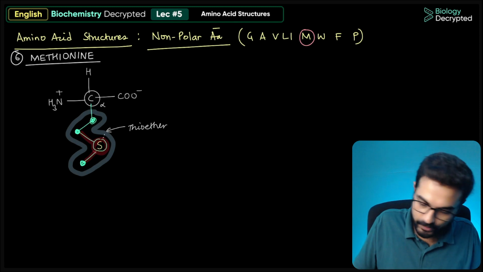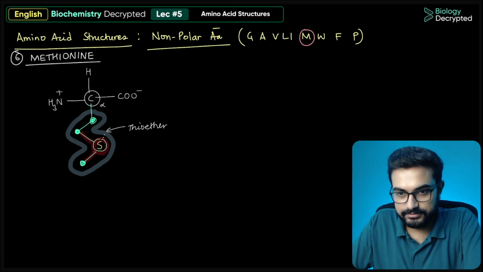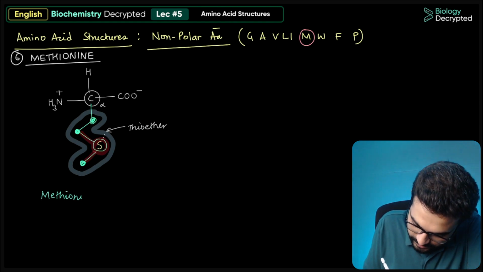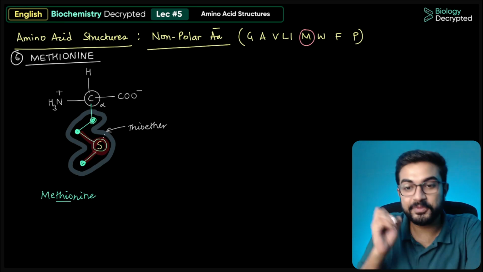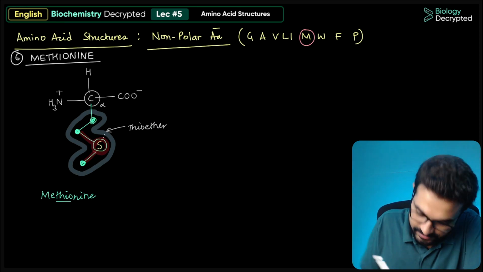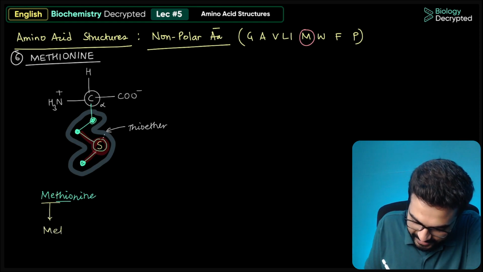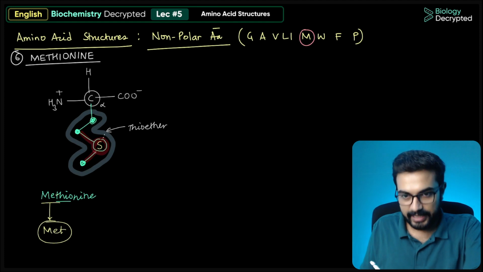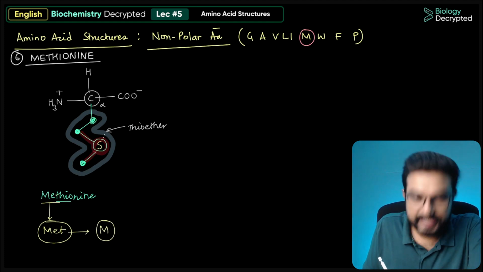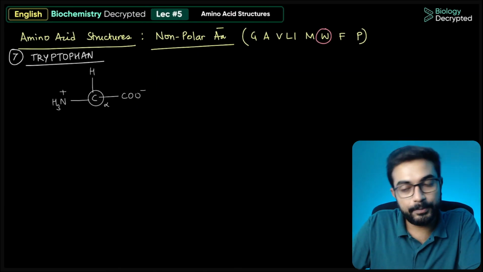Now let's move forward. This particular amino acid is known as methionine, and as you can see, thio means sulfur. Moving forward, this also has the first 3 letters as the 3-letter code, MET, methionine, and if we write the 1-letter code for it, this will be simply M. Now, methionine is done. Moving forward to tryptophan.